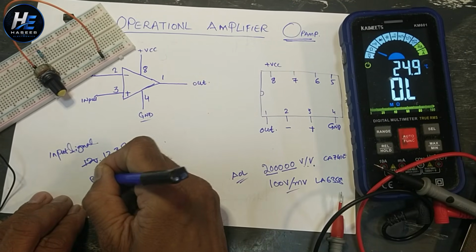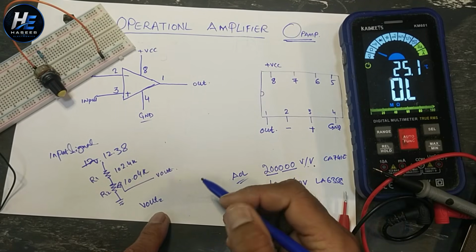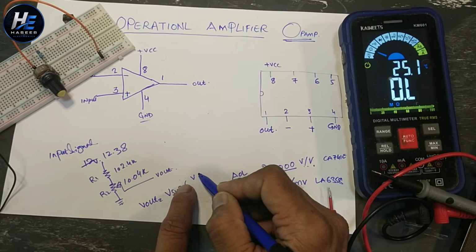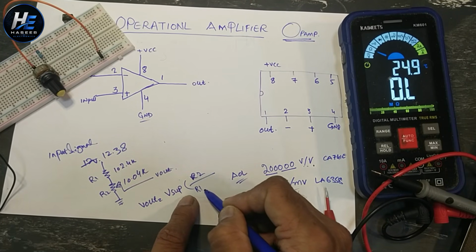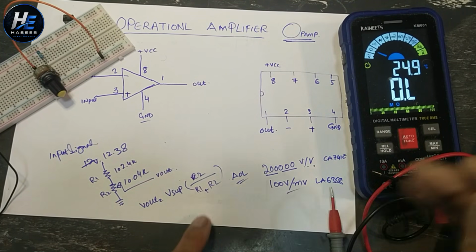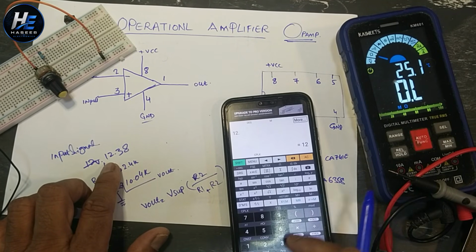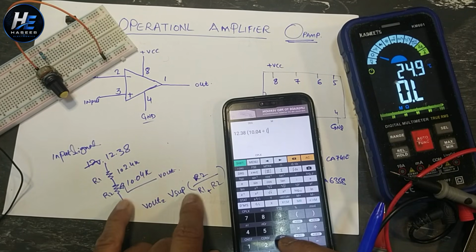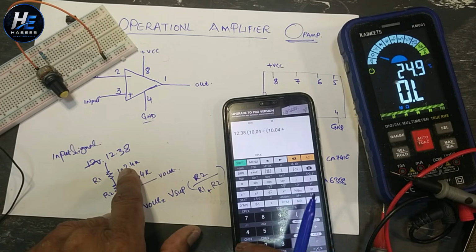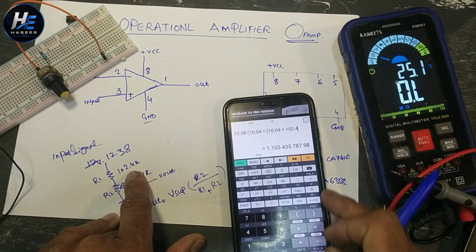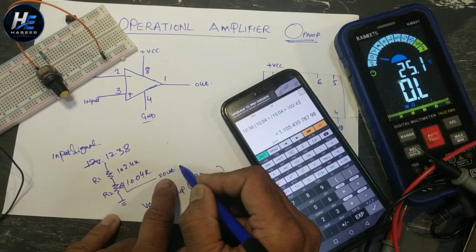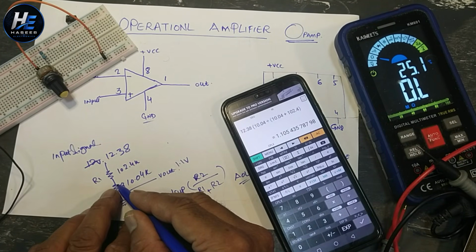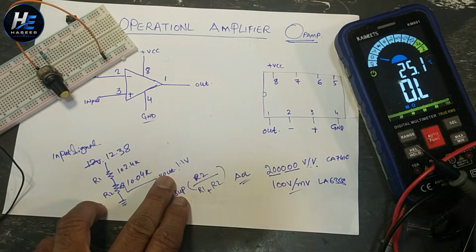This is R2, this is R1. V out equals V supply times R2 divided by R1 plus R2. I have 12.38, 10.04 divided by 10.04 plus 102.4. Output here will be maximum 1.1 volt. When the resistor is at maximum position, we will receive 1.1 volt.